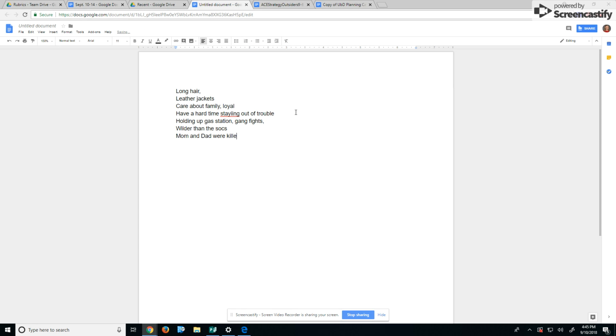Mom and Dad were killed in an auto wreck, and the brothers are trying to stay together. So they're trying to be good so that they can stay together. All right, I'm going to finish that out, and then those clues are going to help us come back to our original question: what can the reader conclude from the author's description of the greasers?